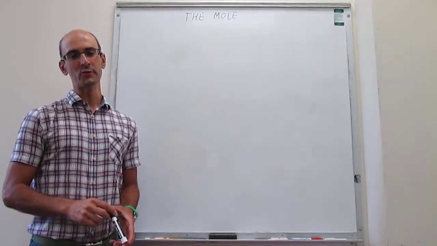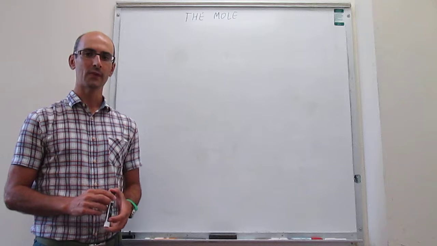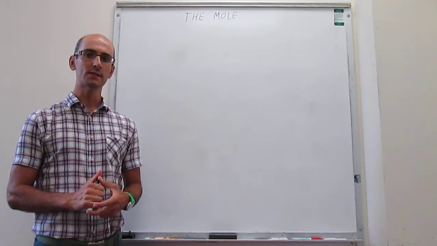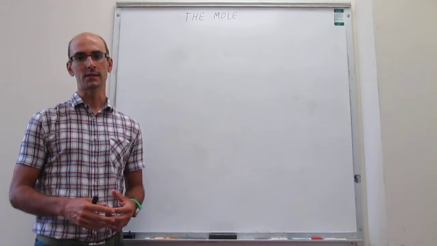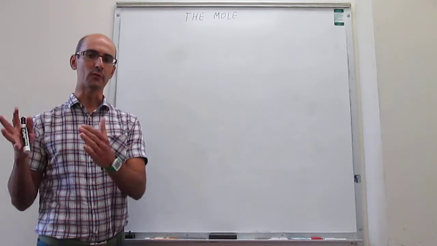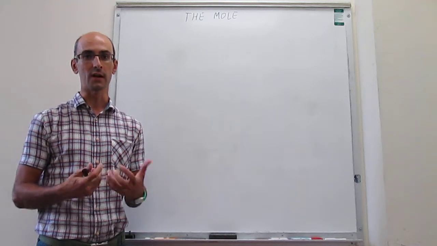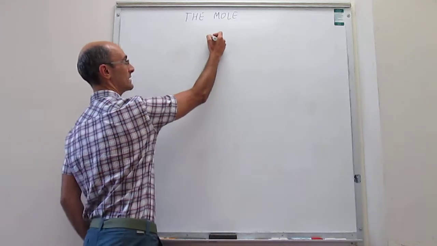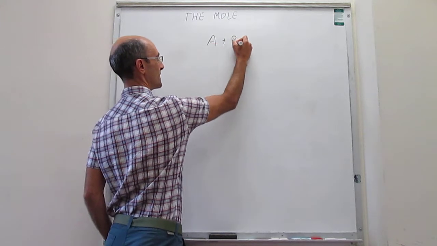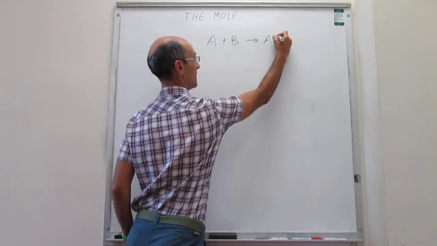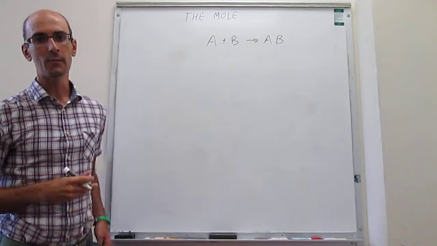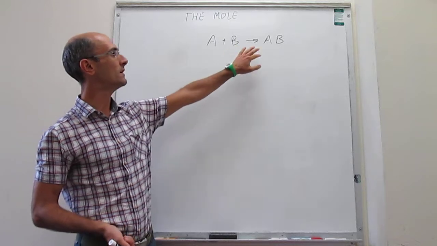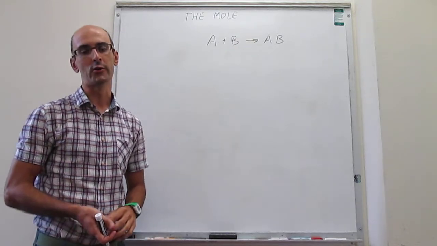In this video, we're going to introduce the concept of the mole. We're introducing this concept in the context of stoichiometry, which is the field of chemistry that tells us how the transformations from reagents to products in chemical reactions work from a quantitative level. So again, the overall goal of this section is going to be to predict quantitatively how many grams of A we are going to have to mix with how many grams of B to generate a target amount of product AB.